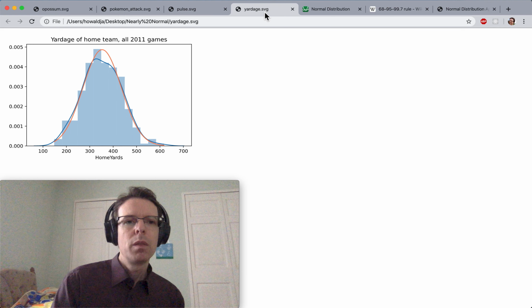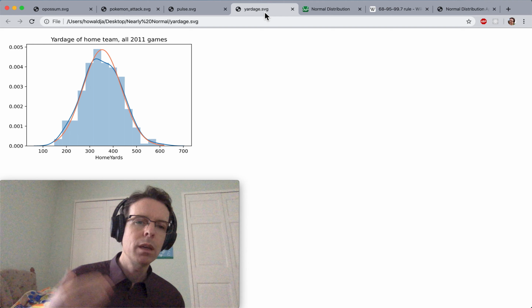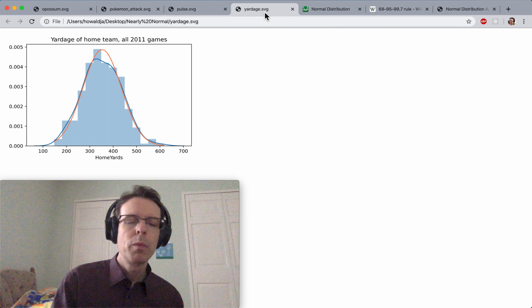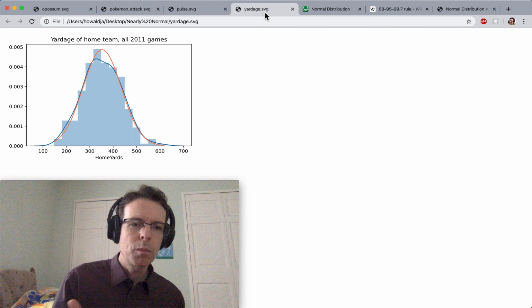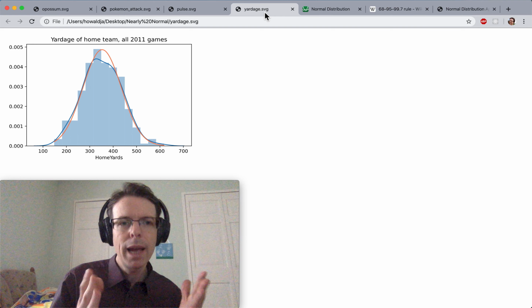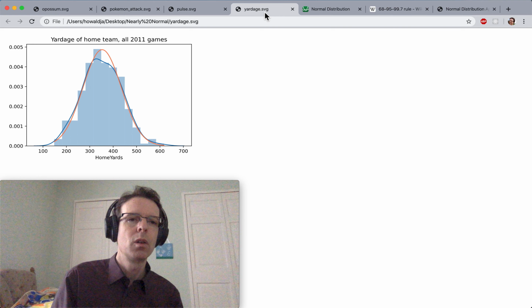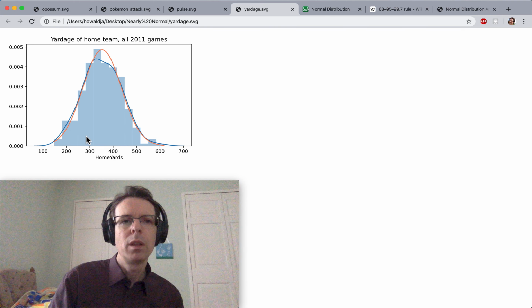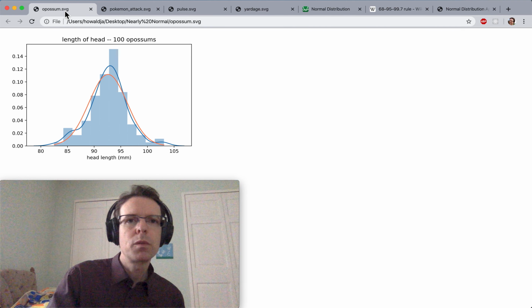And then here's the yardage. That's how many yards of progress down the field the home team made in football games in 2011. Is there something special about football? No, there's something special about data. Data just tends to look in this particular way with one large bulge, tail on the right, tail on the left. Now, what you've got here is 4 different example distributions, and the histograms show you where the actual data lies.